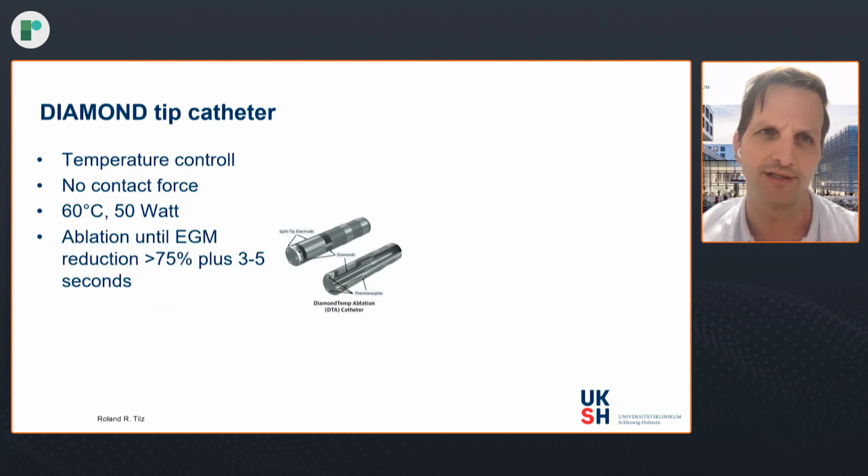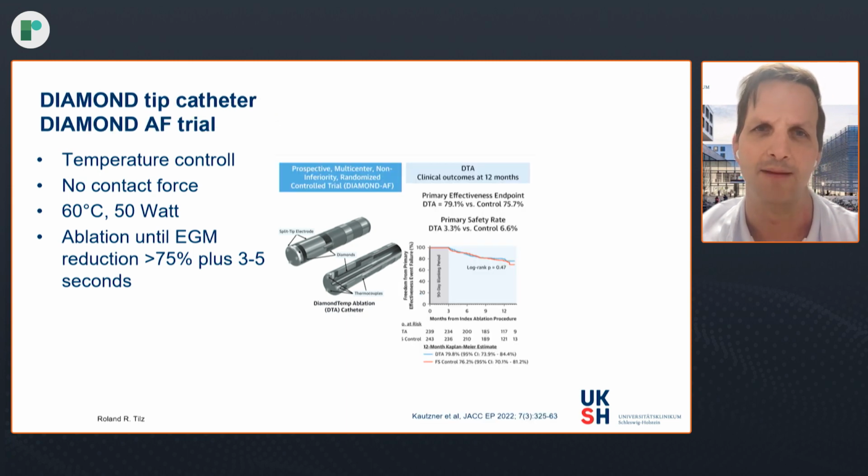What about other catheters? There is the diamond tip catheter, which allows a pure temperature-controlled RF ablation. It's a non-contact force catheter, which allows to deliver 60 watts for 60 degrees, 50 watts with 60 degrees. And it's not a truly high power short duration ablation. The aim is to ablate until the electrograms reduce by more than 75%, and you add another 3 to 5 seconds. So it's a different protocol than all the other catheters.